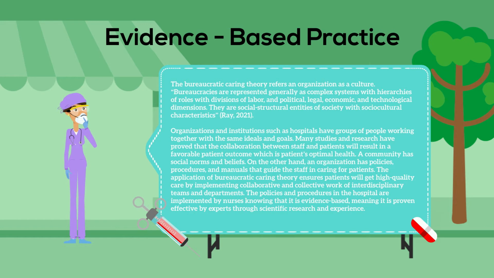A community has social norms and beliefs. On the other hand, an organization has policies, procedures, and manuals that guide the staff in caring for patients. The application of bureaucratic caring theory ensures patients will get high-quality care by implementing collaborative and collective work of interdisciplinary teams and departments. The policies and procedures in the hospitals are implemented by nurses, knowing that they are evidence-based, meaning they are proven effective by experts through scientific research and experience.